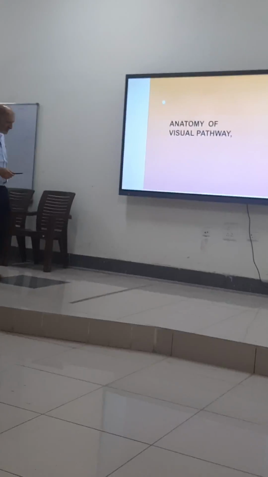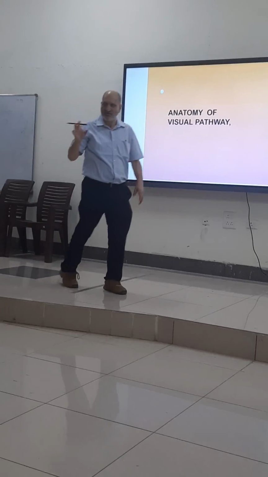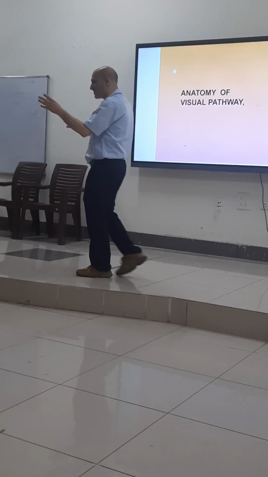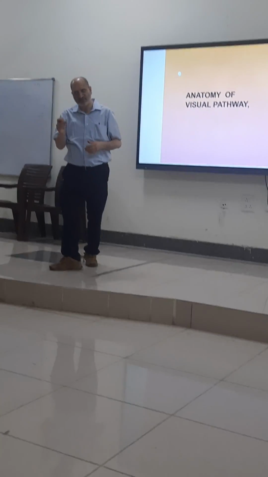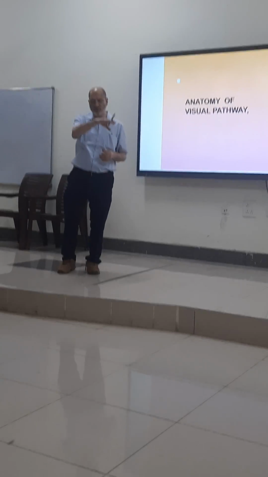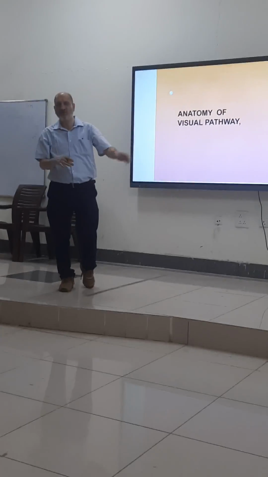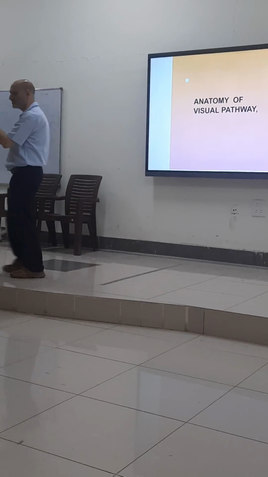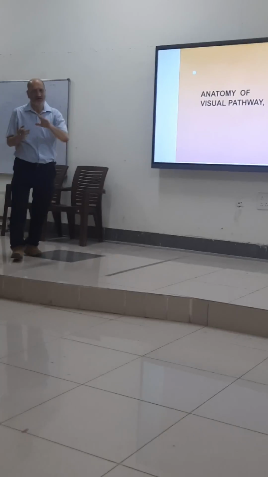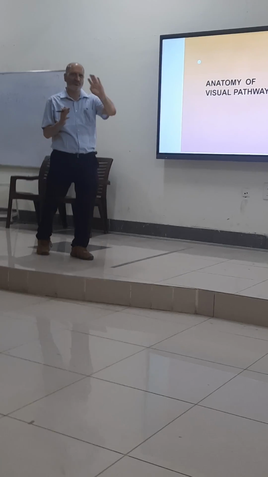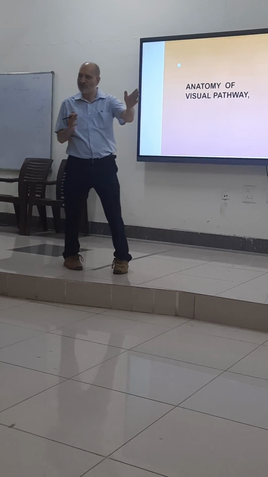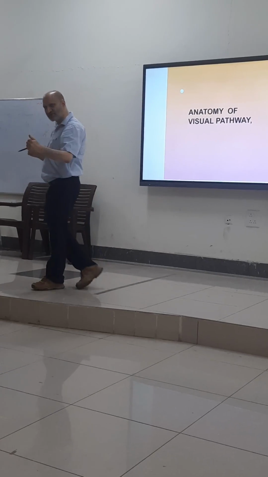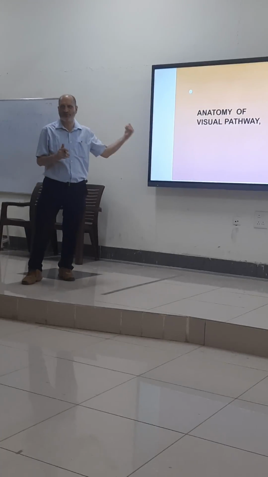Now, if we look at the light spectrum, what does it stimulate? It passes through the pupil, goes to the lens, and falls on the retina. It will stimulate the photoreceptors. From the photoreceptors, it will go to the bipolar cell. From the bipolar cell, in the retina, it will go to the ganglion cell. And from the ganglion cell, it will go to the optic nerve.